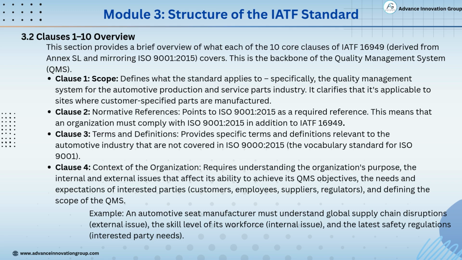In this slide, we begin reviewing the 10 core clauses of IATF 16949. These are derived from Annex SL and align with ISO 9001:2015. This structure is the backbone of any quality management system, QMS. Clause 1. Scope defines the standard's application. Specifically, it applies to the automotive production and service parts industry, especially at locations manufacturing customer-specific parts.